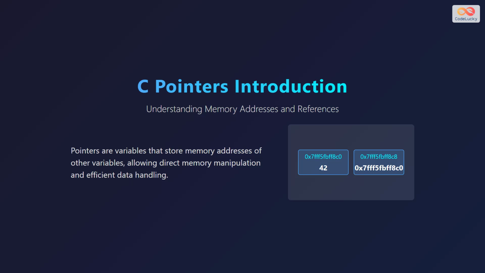Welcome to an introduction to C pointers. Pointers are variables that store memory addresses of other variables. This allows for direct memory manipulation and efficient data handling in your programs. Consider them as a way to refer to the location of a variable in your computer's memory, rather than the value stored there.